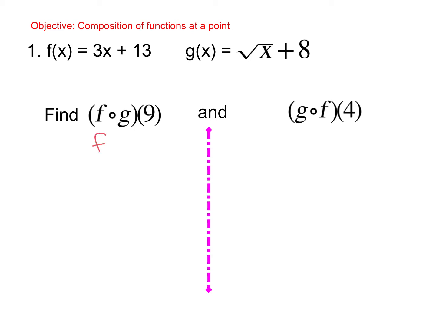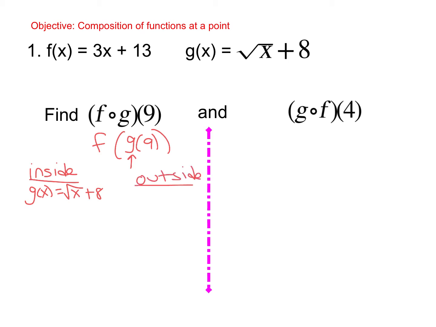So we're actually going to do this twice. We have f of g of 9 and then g of f of 4. So f of g of 9. The first thing you want to do is decide what is the inside function and what is our outside function. G is in the parentheses, so it's our inside. So I'm going to write inside, and then I have my g. So g is the square root of x plus 8. That means our outside function is our f.